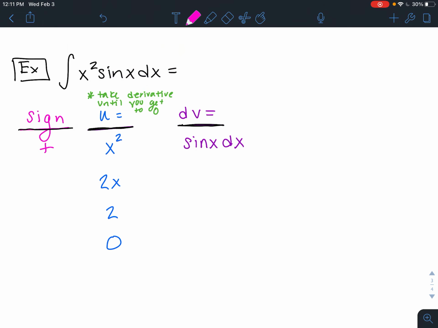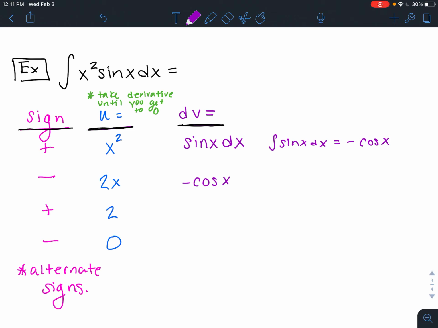So now that tells us how many rows we're going to need, so I'm going to fill in the rest of my signs. So you always alternate your signs. So I go positive, negative, positive, negative. We're going to alternate signs. And then you want to integrate multiple times until you fill in your dv column. So the integral of sine, and I'm going to just kind of work this out on the side. So the integral of sine of x dx is negative cosine of x.